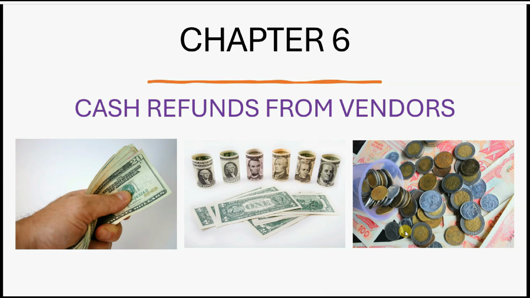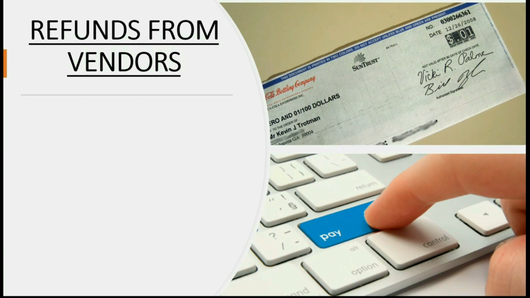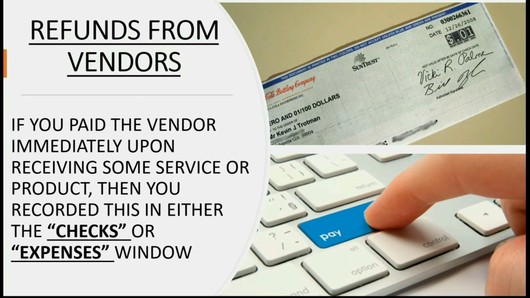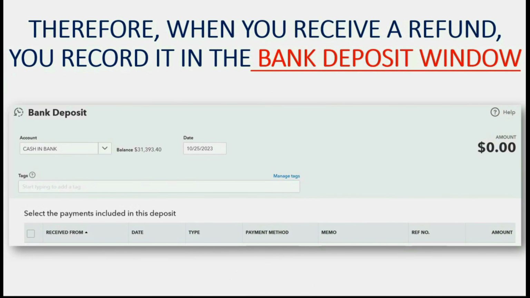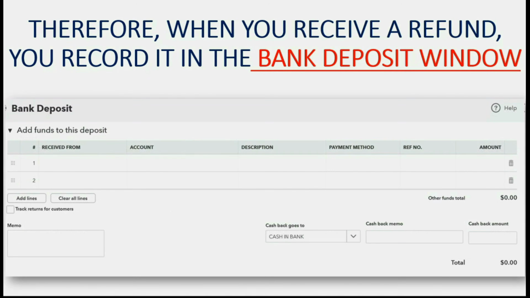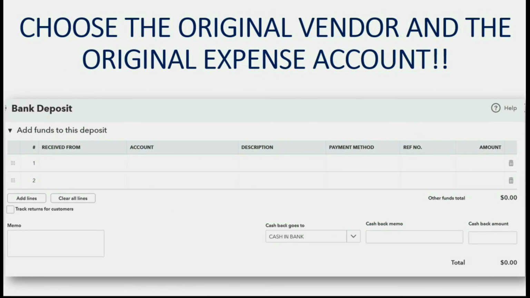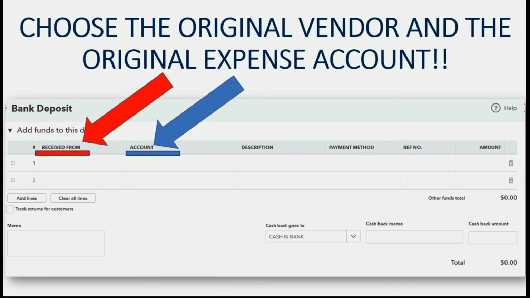Chapter 6. Cash Refunds from Vendors. If you paid the vendor immediately upon receiving some service or product, then you recorded this in either the checks window or the expense window. Therefore, when you receive a refund and you deposit it into the bank, you have to record the refund check in the bank deposit window. And when you do that, you have to make sure that you choose the original vendor that you got the check from and the original expense account that was on the transaction that you're actually getting the refund for.